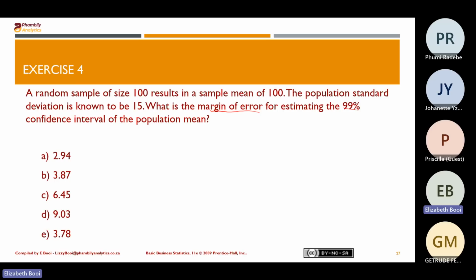What have they given us? Sample size n of 100 and the mean of 100. What else are they giving us? 99%, which is the coefficient, I think. Okay, so they give us 1 minus alpha of 0.99. Yes, so therefore our alpha will be 0.01. What else are they giving us?